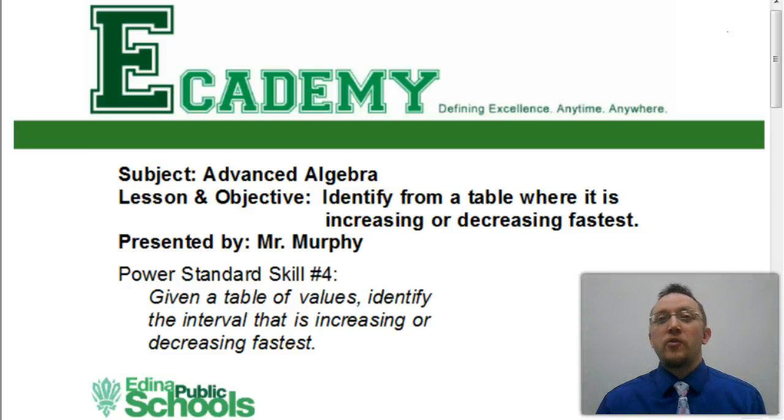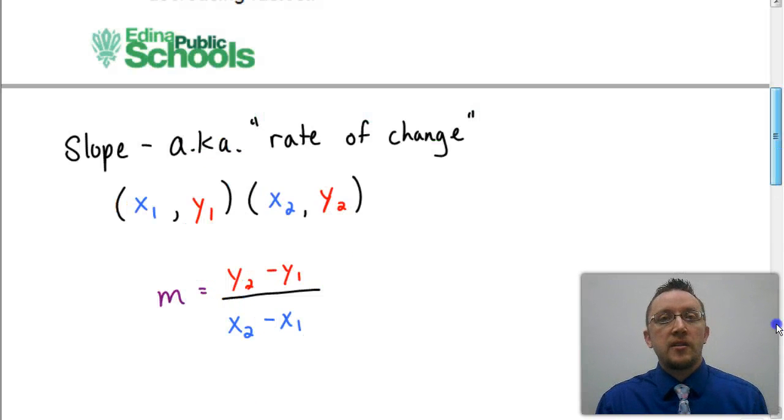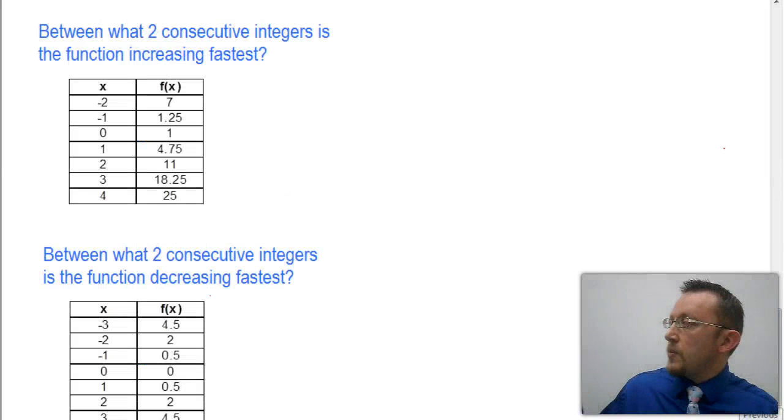Number 4. Now in this particular power standard, they're going to give us a table of values, and we want to identify at what point in that table it is increasing or decreasing the fastest. For example, these are some that you're going to look at on your own in a minute. So here we have a couple of tables.